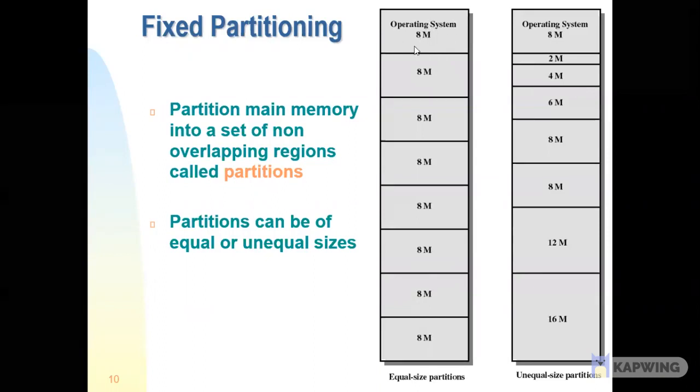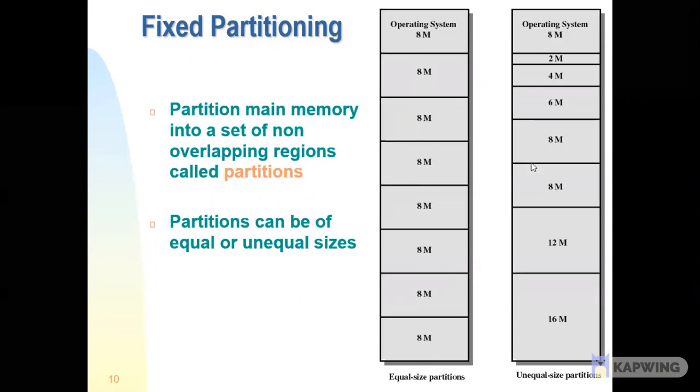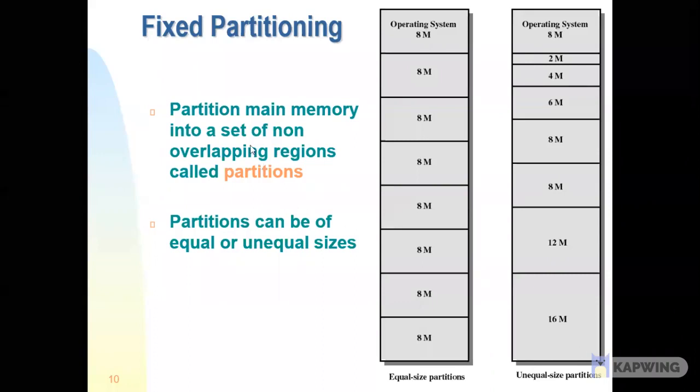Suppose the operating system takes 8 MB. Then all are equal size partitions: 8 MB, 8 MB, 8, 8. So this is a fixed partition size. Here also it is fixed size. Suppose 2 MB, then 4 MB, 6 MB. It is not variable. 8 MB, 8, 12, 16, 32. This is unequal size partition. It is a fixed partition.